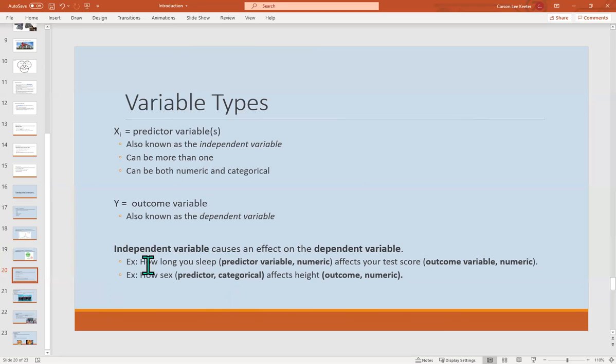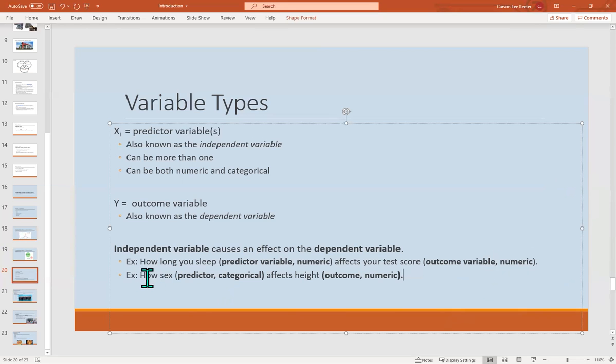Now, a couple examples down here. You can read it yourself. How long you sleep, predictor variable, and it's numeric. So 8 hours, 7 hours affects your test score for whatever test. That outcome variable is numeric, right? You get an 80, 85, 82, 90, whatever. Okay. Before I go on, in this case, this is a regression, right? We draw a line. Again, this is only a hint of what we're doing. You don't have to know this right now. But this is more of a regression question.